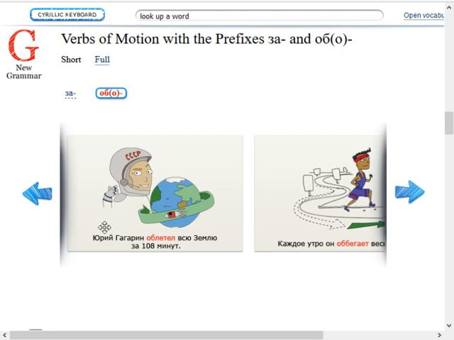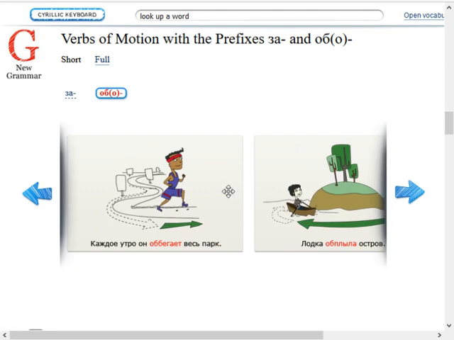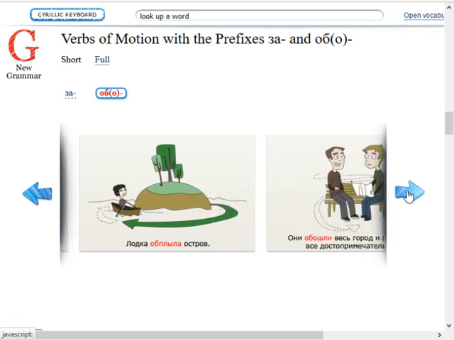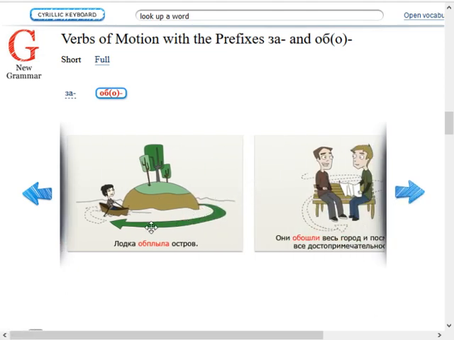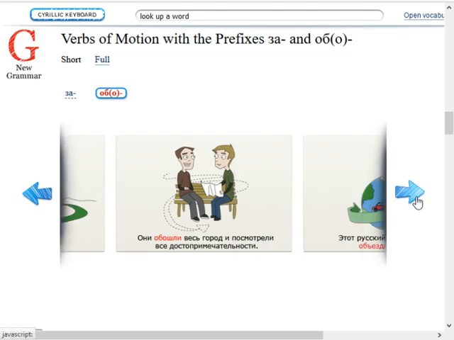So, for example, Yuri Gagarin, the first man in space, облетел всю Землю за 108 минут. Yuri Gagarin flew around the entire Earth in 108 minutes. Каждое утро он оббегает весь парк. So every morning he runs around the entire park. Лодка обплыла остров. The boat went around the island.